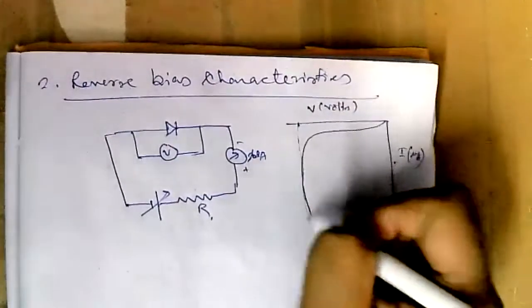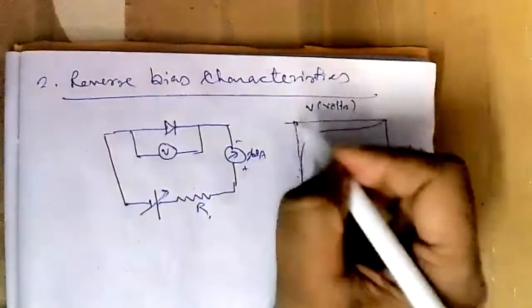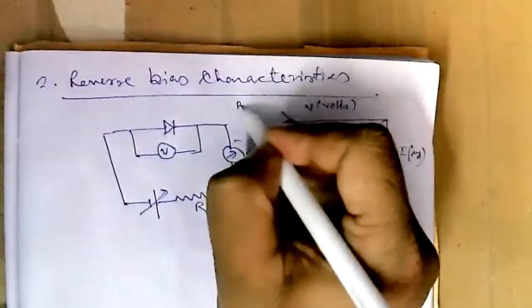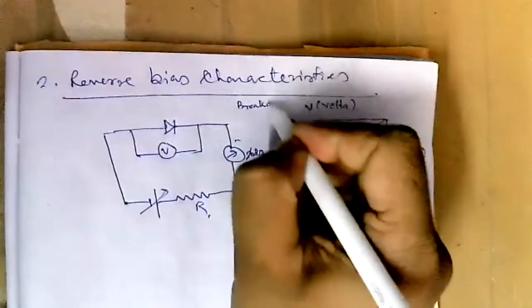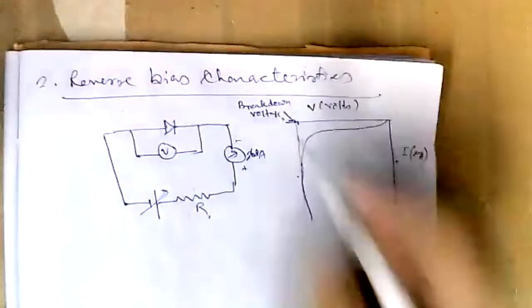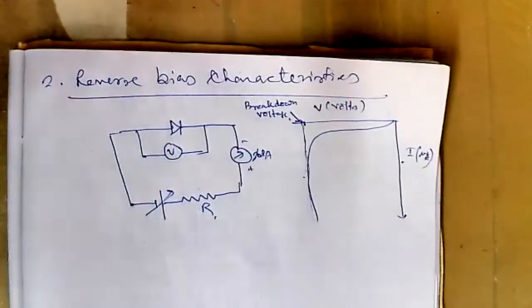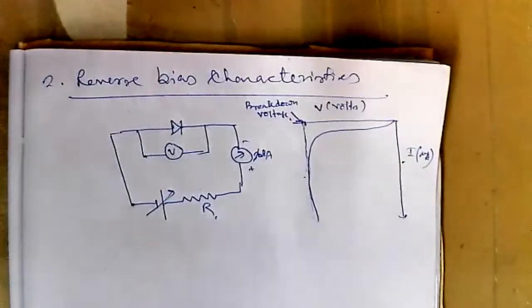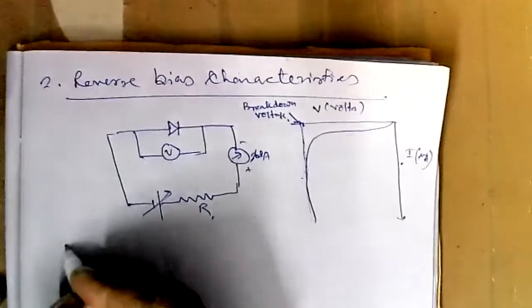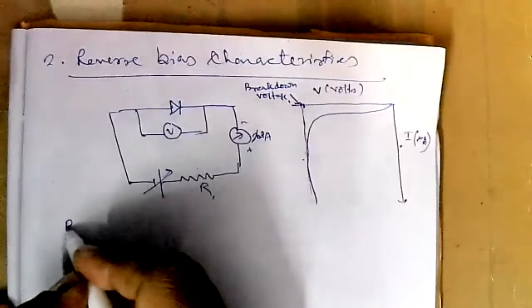There is a breakdown after a certain voltage. This voltage is called breakdown voltage. So when the diode is in reverse bias, the reverse bias voltage produces a very small current. That is due to the flow of minority charge carriers.